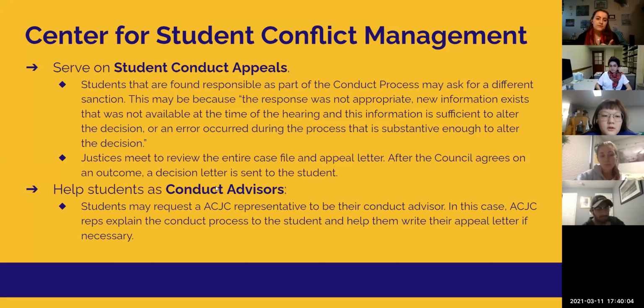All right, for the Center for Student Conflict Management, this is one of the roles that ACJC does. We serve on student conduct appeals. Students that are found responsible as part of the conduct process, or because of the COVID-19 commitment, may ask for a different sanction than what they were given. This might be for these reasons, according to our policy: the sanction was not appropriate, new information came up that is sufficient to alter the decision, or an error occurred in the process.